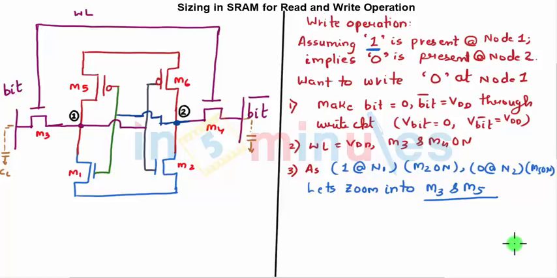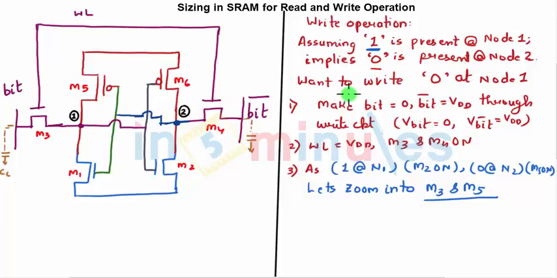Now let's continue to understand the write operation sizing as well. We'll do it real quick because we have understood the read operation. In the write operation, let's assume that there is 1 present at node 1 initially. 1 is nothing but VDD. If 1 is present here, that means a 0 would be present at node 2, correct?